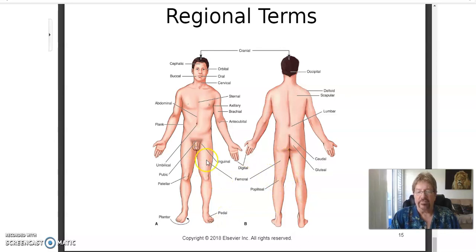The thigh is the femoral area. Gluteal is the butt. Caudal is the base of the spine. Lumbar is the low back. Digital are the fingers. Deltoid is a muscle. Scapula is the shoulder blades. Occipital is back of the head. Now, guys, don't let this fool you. This is a lot of stuff, but you'll be going over it, and you need to learn this for a number of reasons. One, a lot of the blood vessels and nerves in these areas are named after these regions that they pass through.